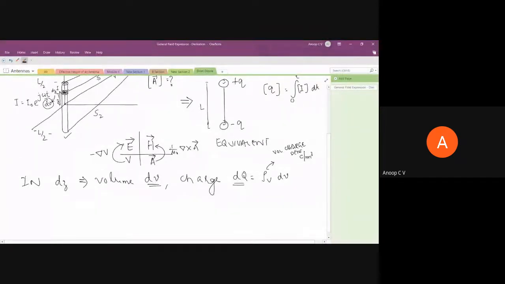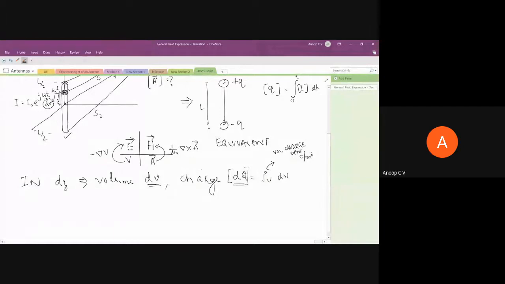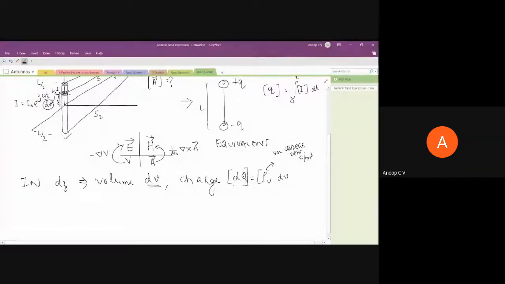And if you are thinking in terms of retarded charge, so I should consider the retarded charge. Why? Because if there is a charge at any given time at this point, the field due to that charge will be experienced at some distance r after some time only. That's the retardation effect. So that's why it is retarded charge that will be equal to rho V into dV.